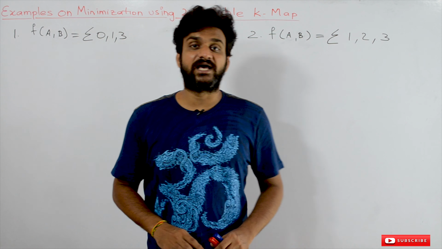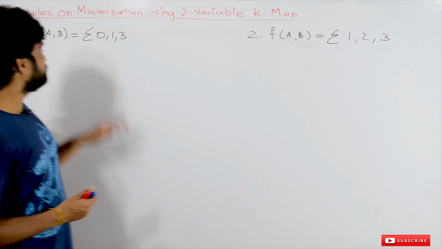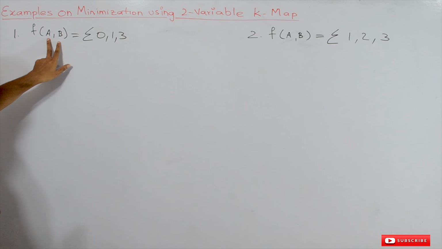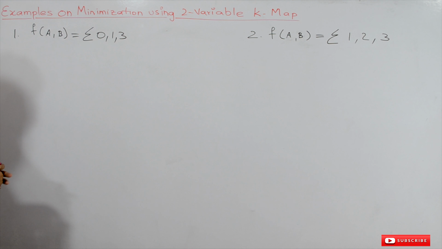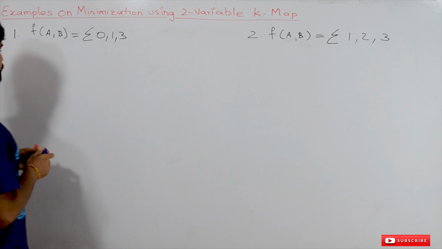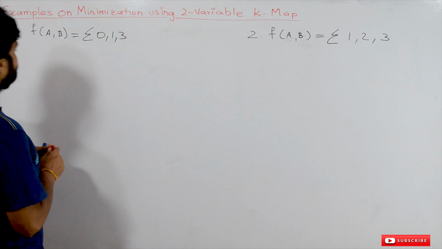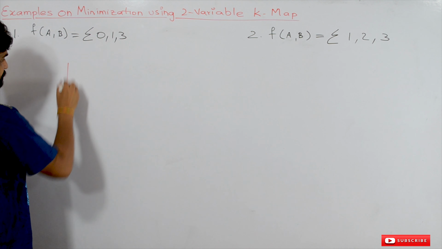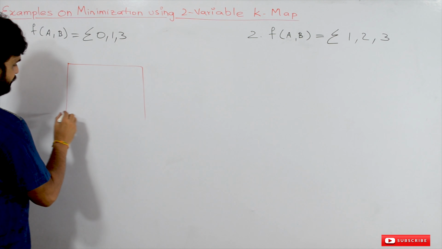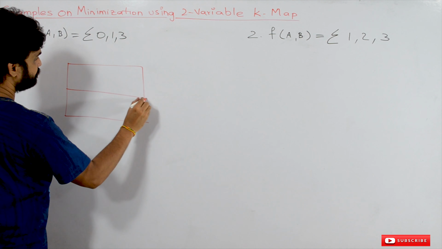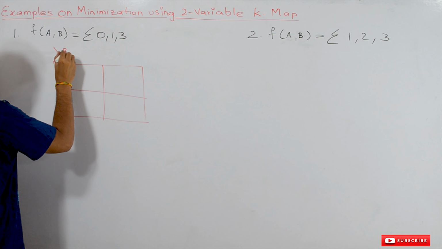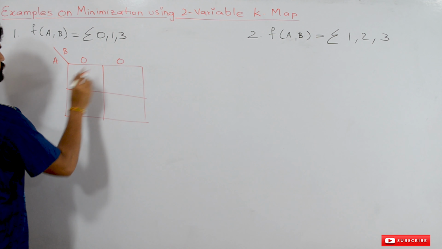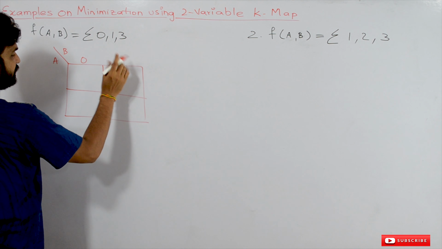Now coming to this class, let's start with our first example. This example is a two variable function, and these are the min terms of the function. This is a two variable K-map, and the variables are A, B, and these are the values that can be given to the variables.